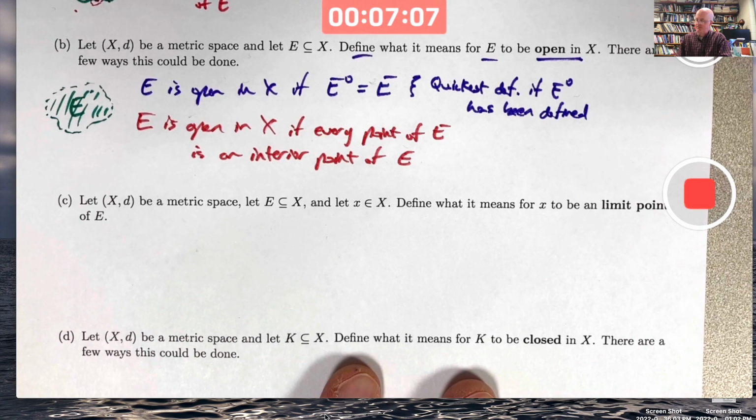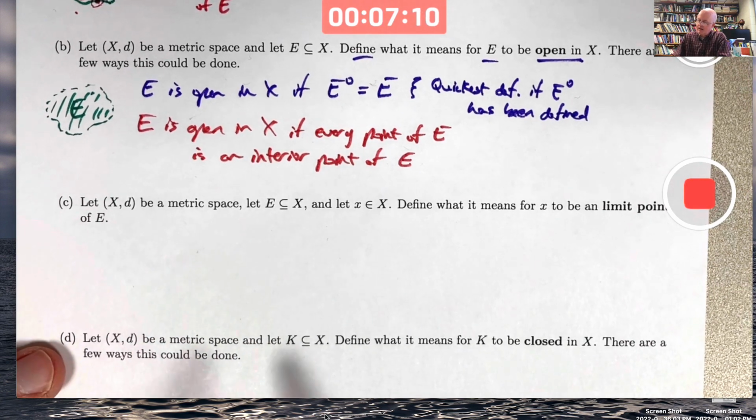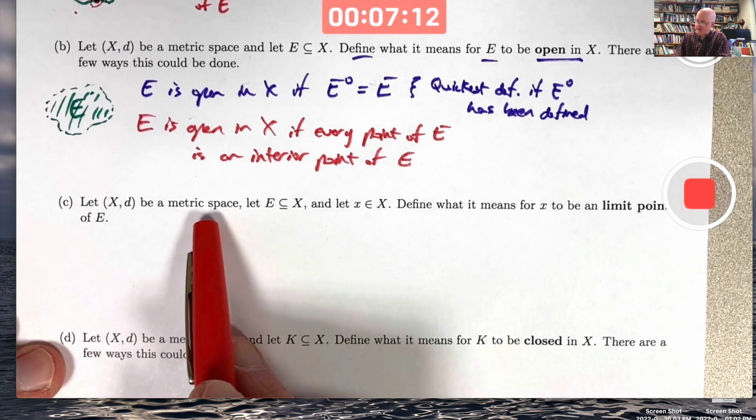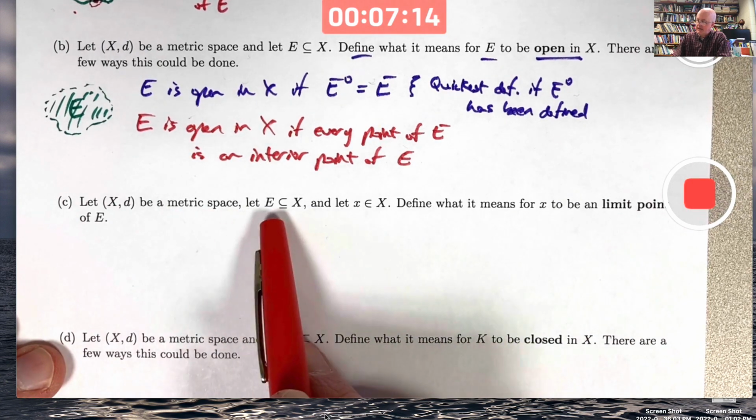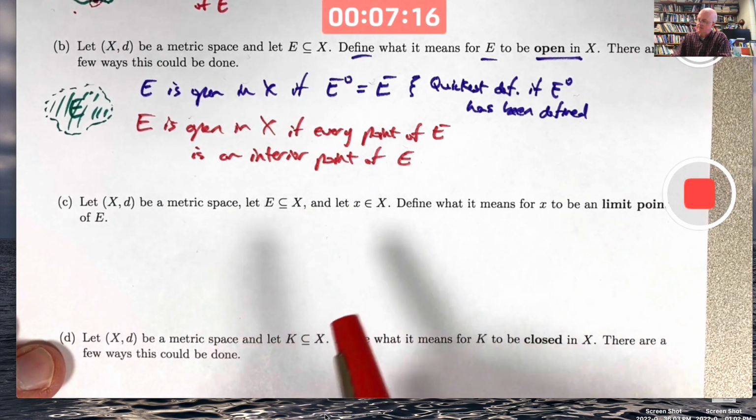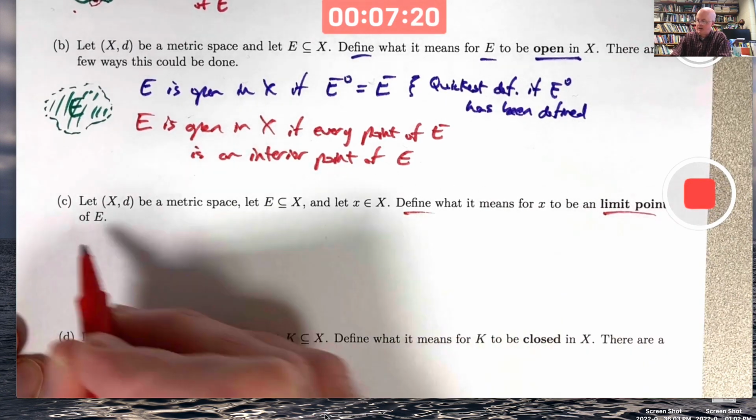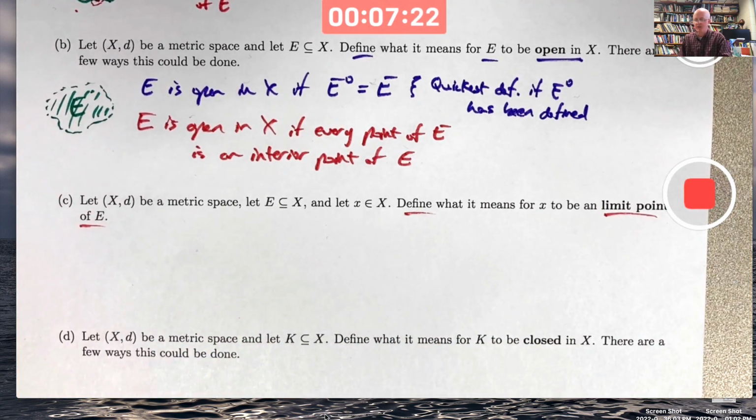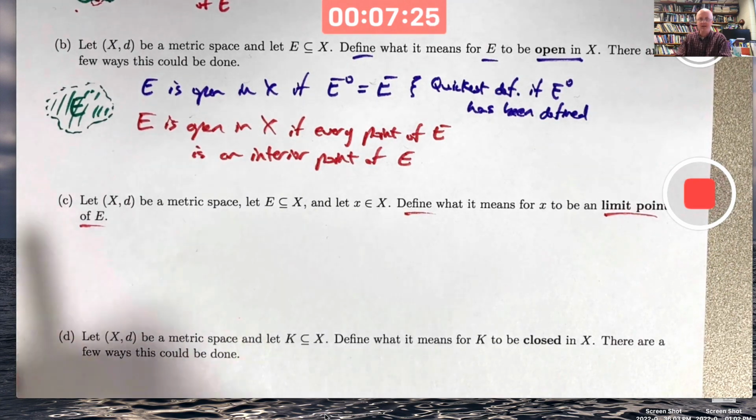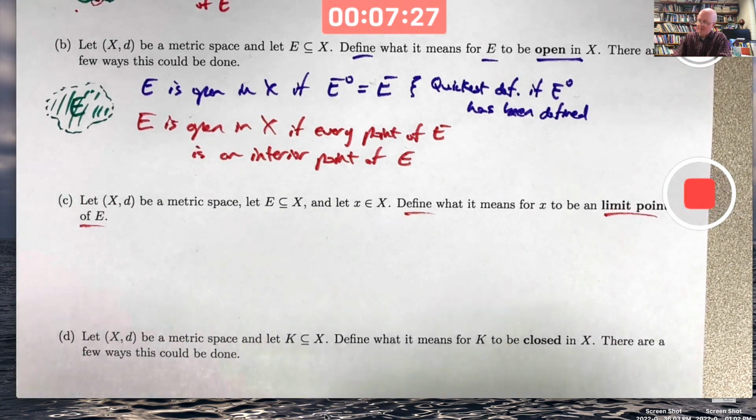Next definition. Let X comma D be a metric space, and let E be a subset of X. Define, once again, what it means for x to be what's called a limit point of E. Okay, let's do the intuition right away here as well. I should have done it in the second one too.